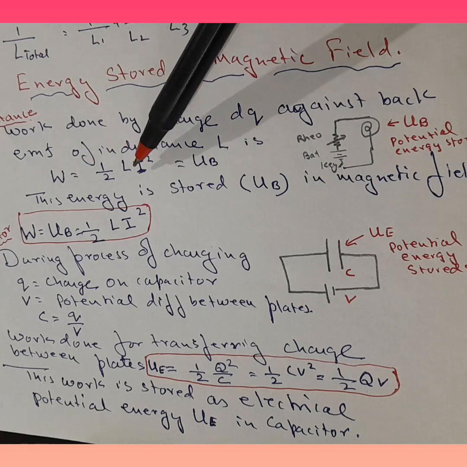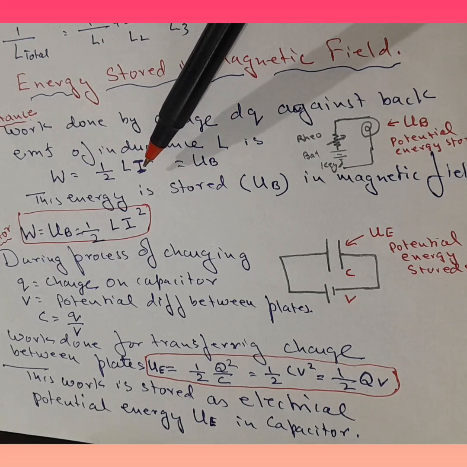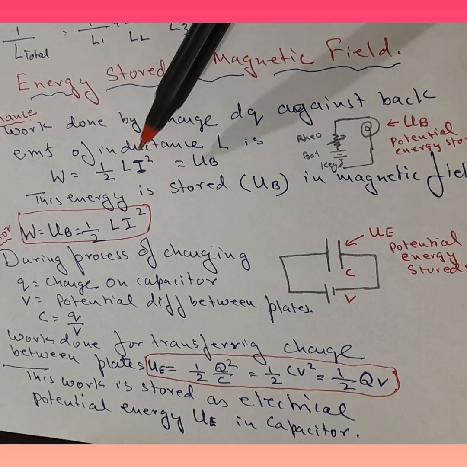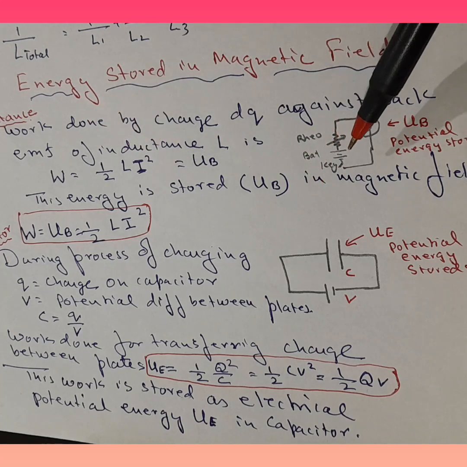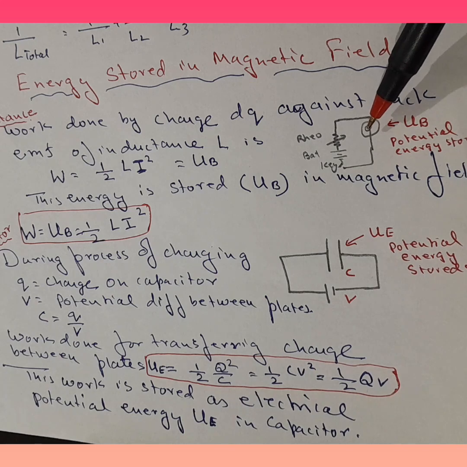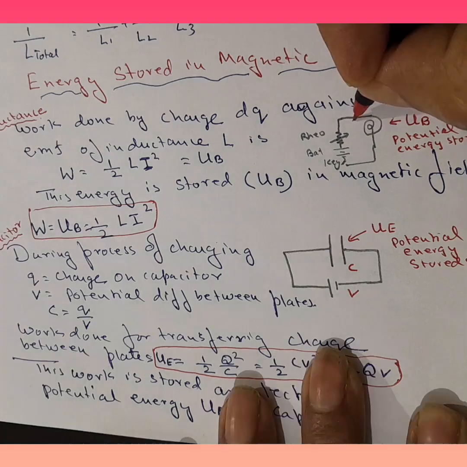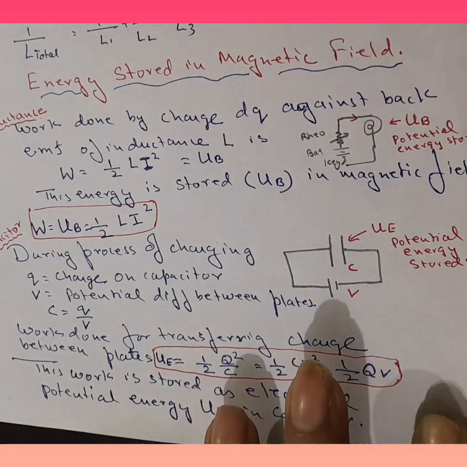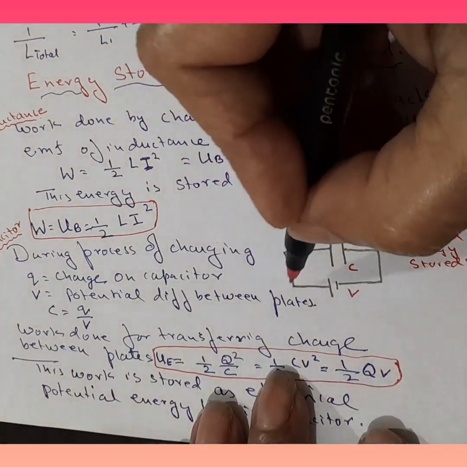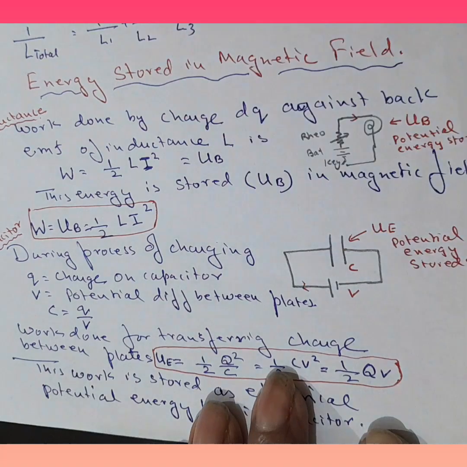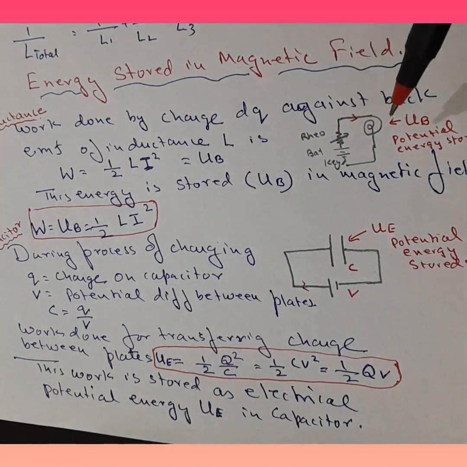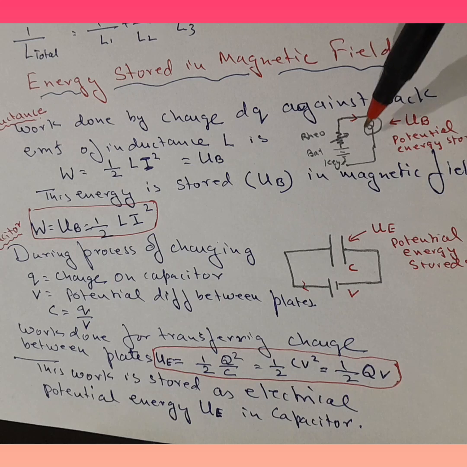Now that is the work done. This formula we have already seen. Now let's try and understand a bit about it. We know that the inductor generates back EMF whenever current flows in. Whenever current flows in, it generates a back EMF.